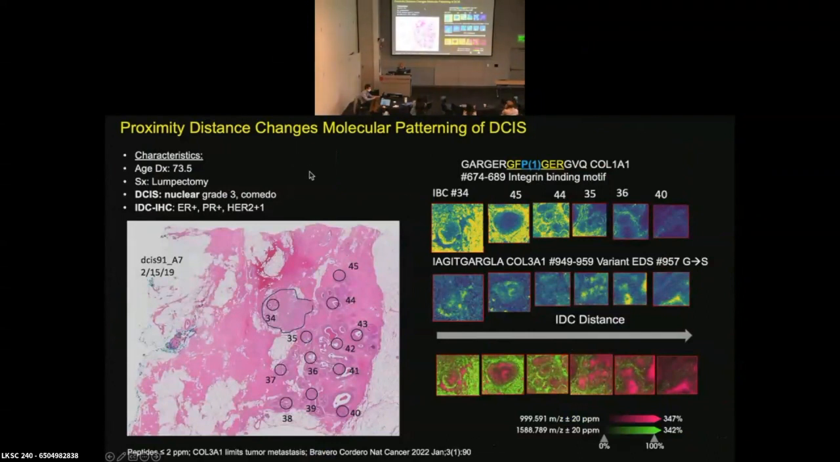So Taylor has done a lot of work. She's getting very close to submitting a manuscript, but this is one example where we're showing the integrin binding motif and its variation as distance from tumor, as seen over here. Here's the tumor, and here's a lesion number 40. And then we see this variation with a part of collagen 3A1. And one of my collaborators, Javier Bravo Cordero, just published a paper last year talking about how collagen 3A1 limits tumor metastasis. So what we're seeing in this case is that we have this increase in this particular segment of collagen 3, increasing with distance from the tumor and decreasing around the tumor lesions.